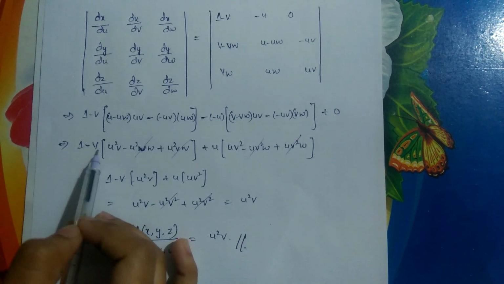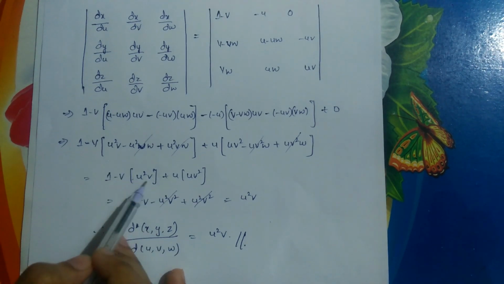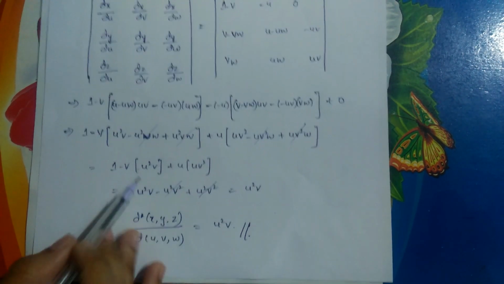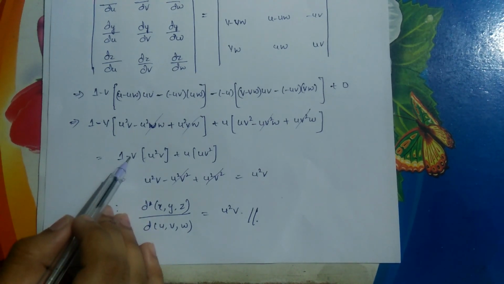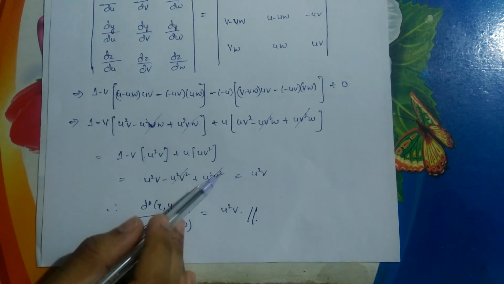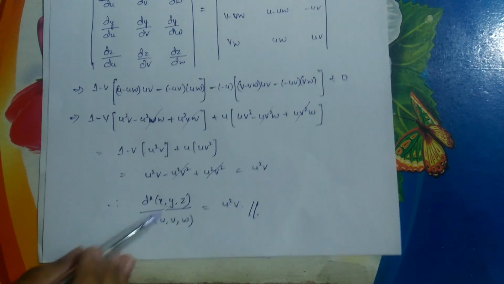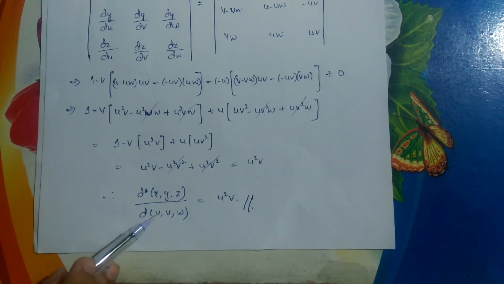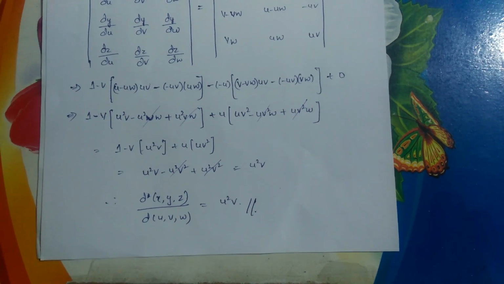Now here (1 minus v) into u square v, that is u square v, and then plus u of uv square, that is u square v into 1 is u square v, minus u square v into minus v, that is minus u square v square, plus u square v square. So these both terms get cancelled and finally it is u square v. Therefore ∂(x,y,z)/∂(u,v,w) is equal to u square v, which is the final answer.